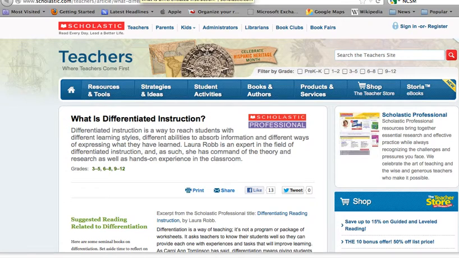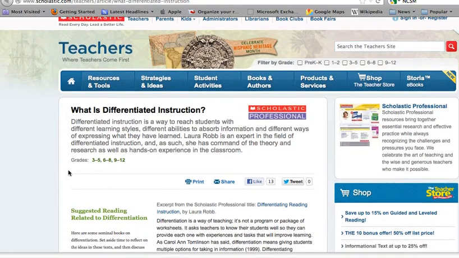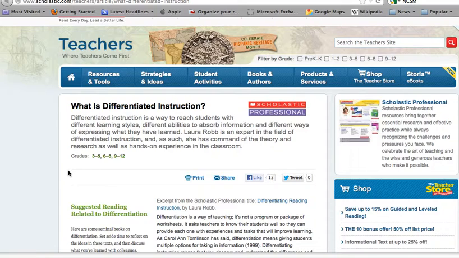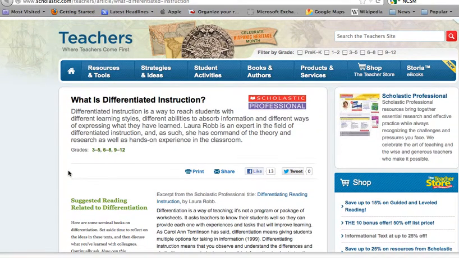Then also at Scholastic, they have some other information about differentiation. And I want you to remember that differentiation does not necessarily mean just students that are on IEPs and high-level learners and English language learners.